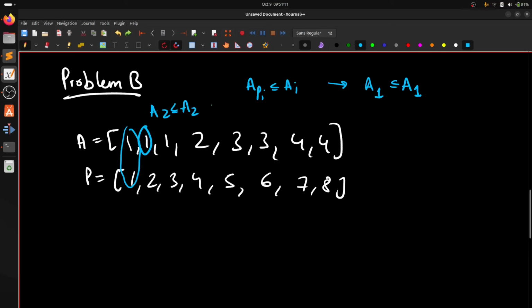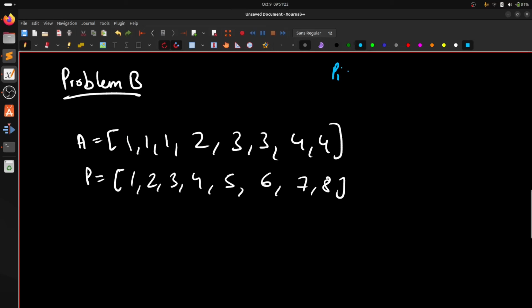But the first condition is not satisfied. The first condition says P of I should not be equal to I, otherwise the score will become -1, and we don't want it to become -1. So we should avoid making P of I equal to I. Obviously, there will be permutations where P of I is not equal to I, and the score will always be greater than -1 for them. So we should avoid this. Right? So now what do we do?